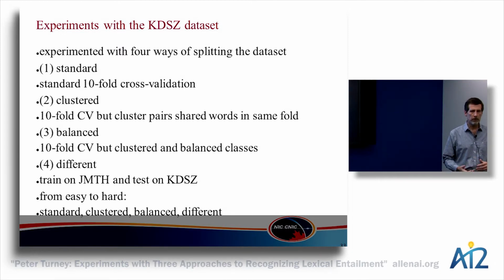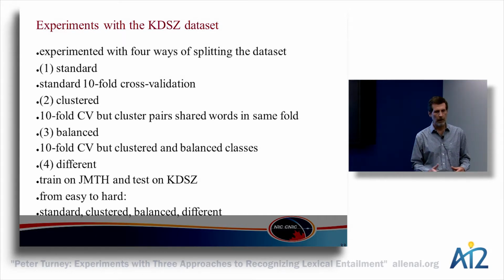So if you just do a standard tenfold cross-validation, it's going to be a little bit problematic because you're really giving the algorithm a big hint due to this overlap in the pairs. So we tried the standard tenfold cross-validation, but we also tried a clustered cross-validation where pairs that shared a word were put into the same fold, which adds an extra degree of challenge.